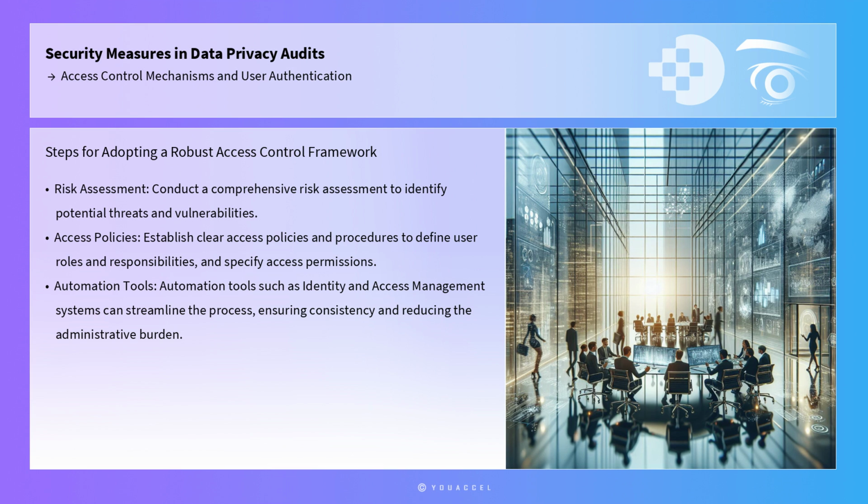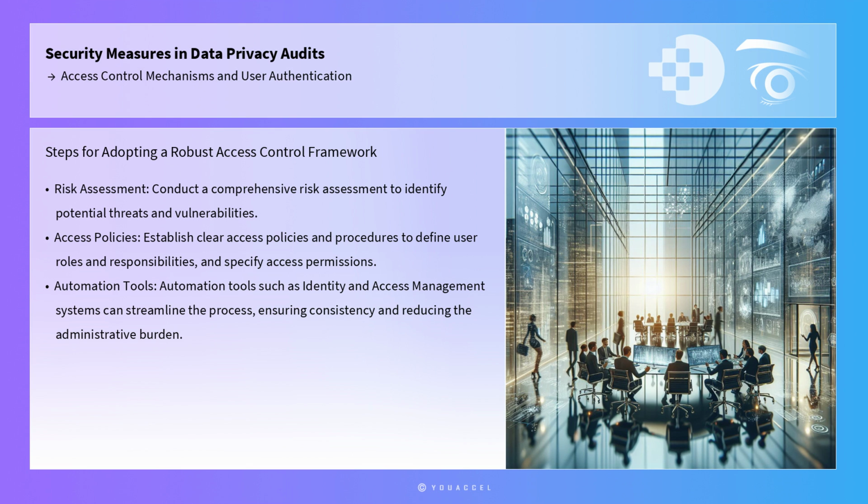In practical terms, adopting a robust access control framework involves several key steps. First, organizations should conduct a comprehensive risk assessment to identify potential threats and vulnerabilities. This process helps prioritize resources and efforts towards securing the most critical assets. Second, establishing clear access policies and procedures is essential. These policies should define user roles and responsibilities, specify access permissions, and outline the process for granting, modifying, and revoking access rights. Automation tools such as identity and access management systems can streamline this process, ensuring consistency and reducing the administrative burden.